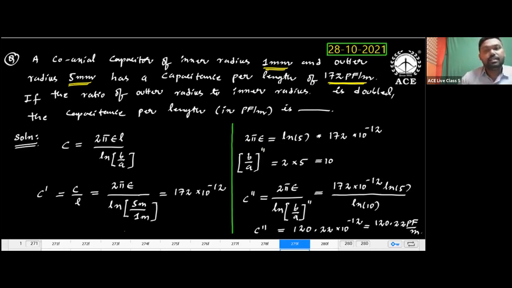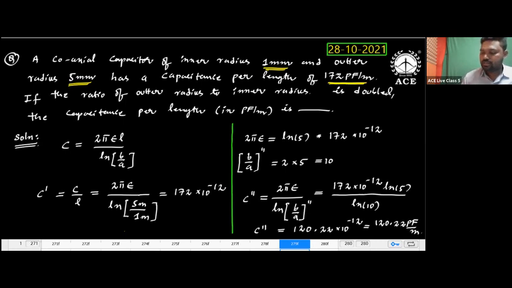See, unless and until it is mentioned, you cannot take this epsilon is equal to epsilon naught. Why? Because the capacitor can be air filled. It could be dielectric filled also, isn't it? Fine. So that is the thing. Now let us have one more question, beta.